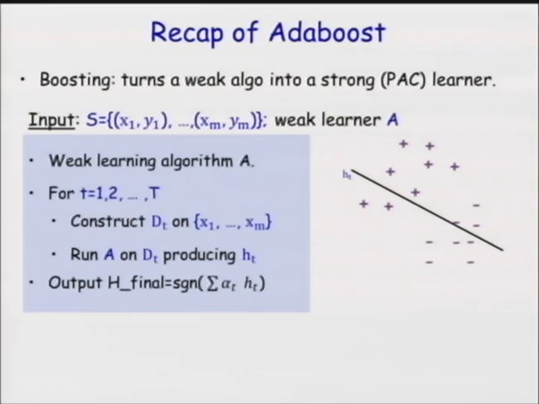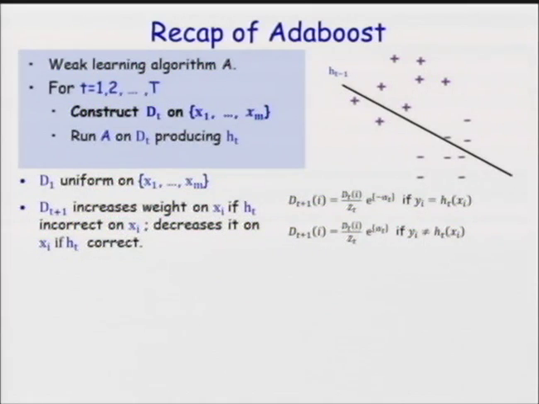Okay, and the algorithm proceeds in rounds. In each round t, we construct a distribution D_t over the training set. We then run the weak learning algorithm on this distribution D_t to get a new hypothesis h_t, and then we use that hypothesis h_t to reweight the examples for the next round.